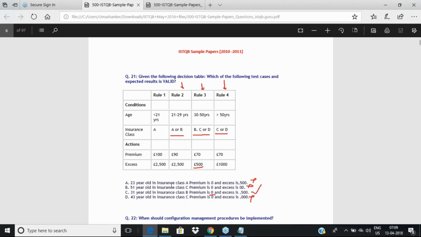23 years old, insurance. By the way, 21 definitely comes. 23 comes here. 21, 29, right? It's class A. That's fine. Premium is 0 is wrong. Excess is 0 is wrong. So that question is wrong. So anywhere it could be, the most promising is C.